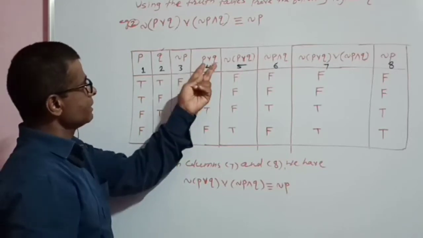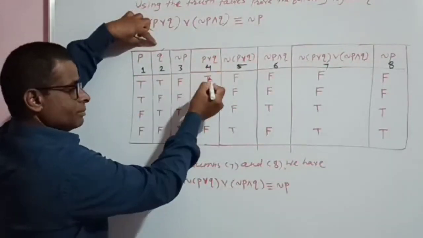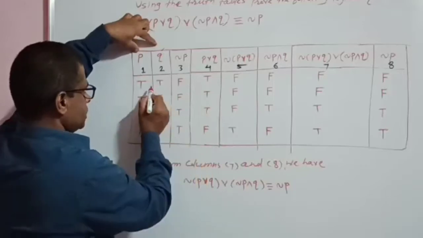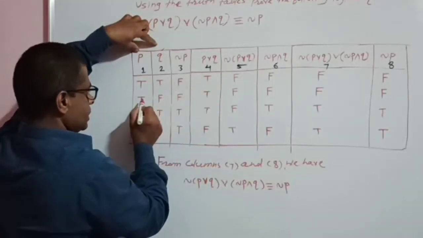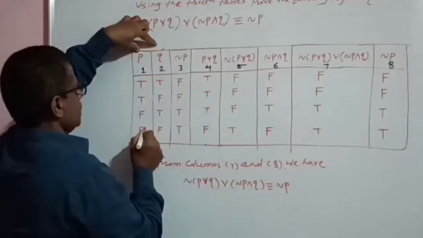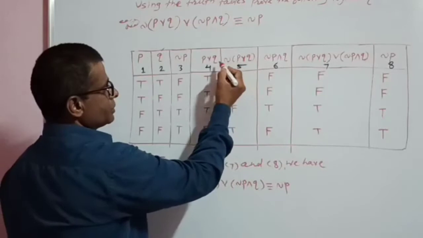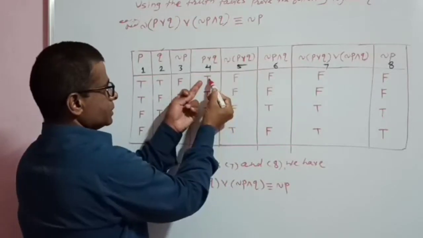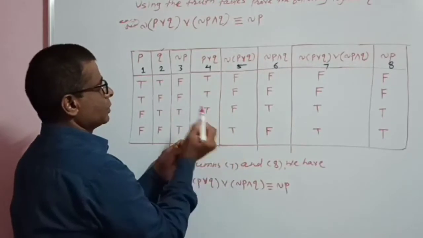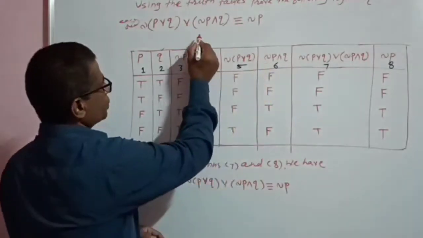Then the disjunction between P and Q. The disjunction is true if any one of the two statements is true or both are true, and false otherwise. So T disjunction T is T, T disjunction F is T, F disjunction T is T, F disjunction F is F. Then next is the negation of this column. So negation of T is F, F, F, whereas negation of F is T.